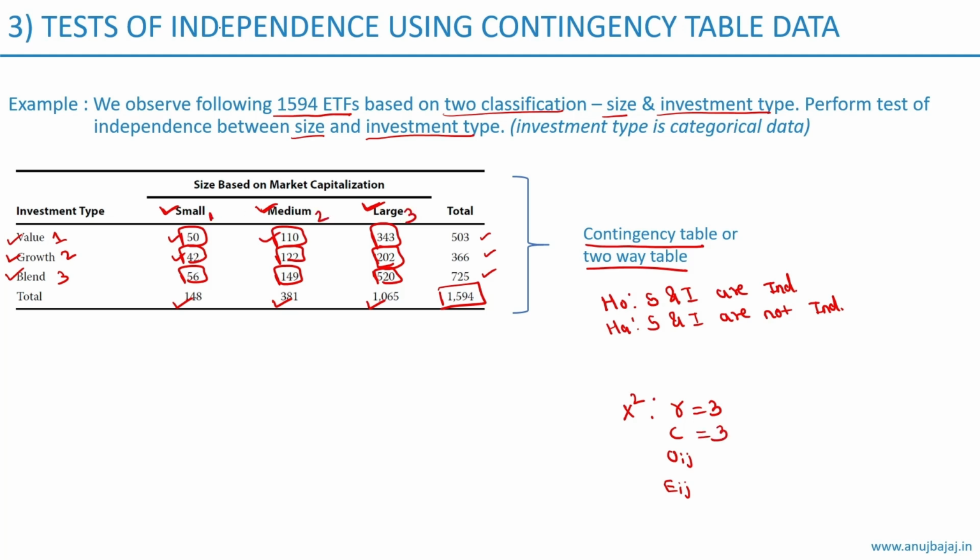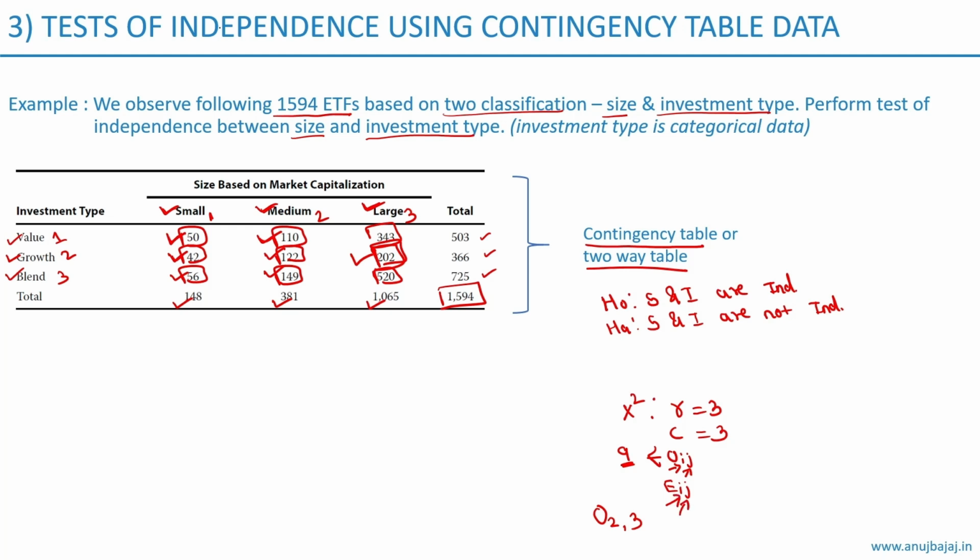Now the next thing we need is the observed frequency in each cell, where i refers to the row number and j refers to the column number. So the observed frequency at row 2 and column 3 is 202. Similarly, each cell is represented by a row number and a column number, and we will have 9 such observed frequencies. The next thing that we need is the expected frequency in each cell. Just like observed frequencies, expected frequencies are also represented by a row number and a column number.